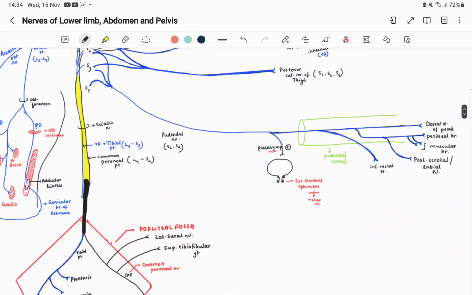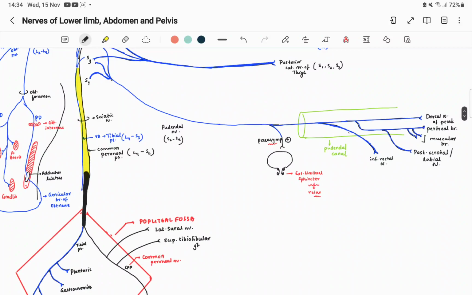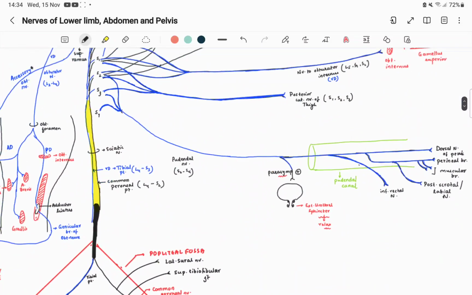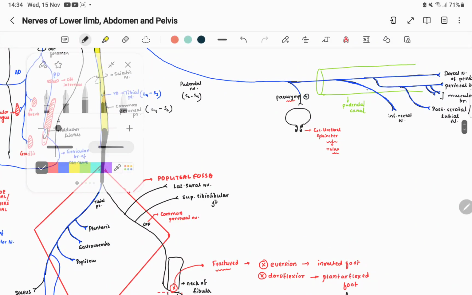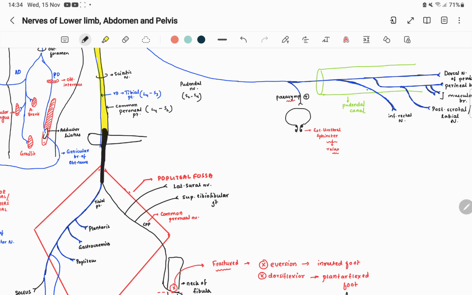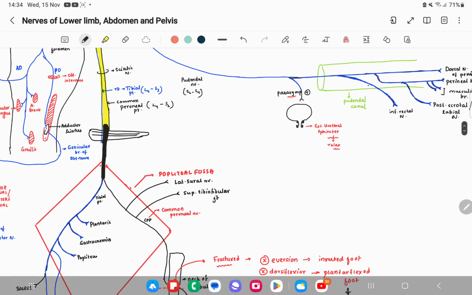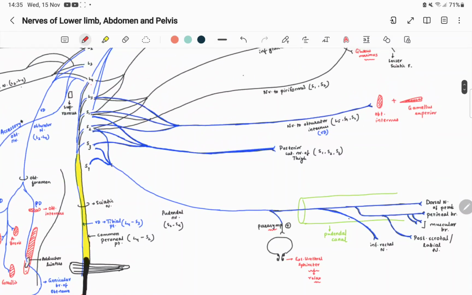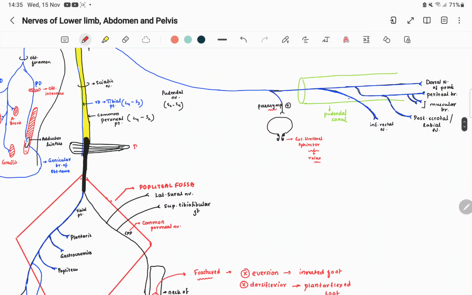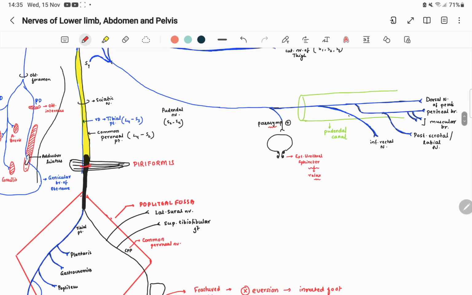Another thing, if you want to know, regarding the sciatic nerve: I told the course of the sciatic nerve, but I left one thing, that this part will also run through your piriformis muscle. Here will be the piriformis muscle, and the nerve will be piercing through it. So the sciatic nerve pierces the piriformis muscle also. Understood?